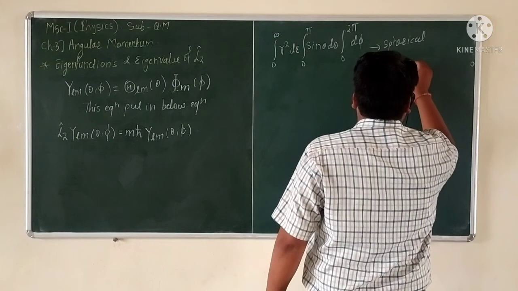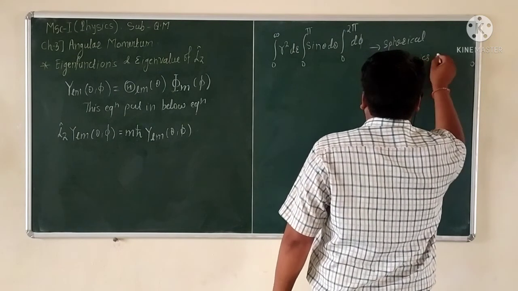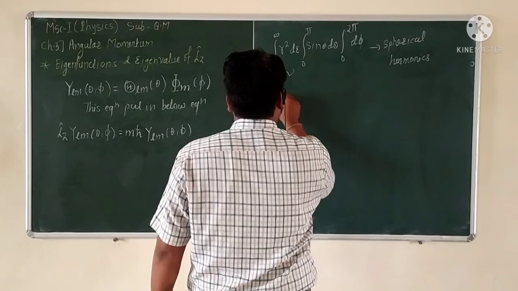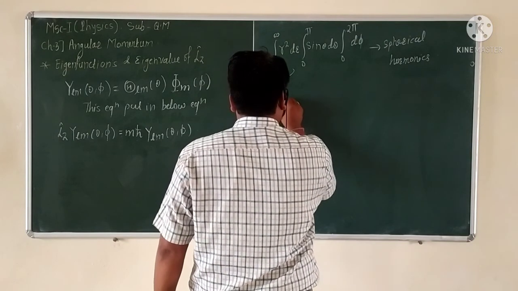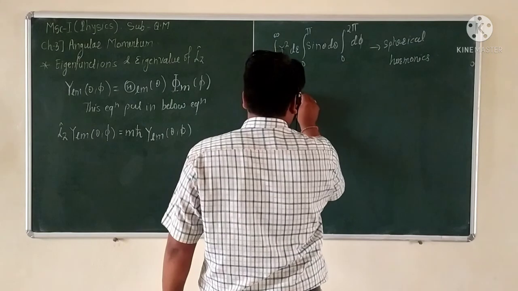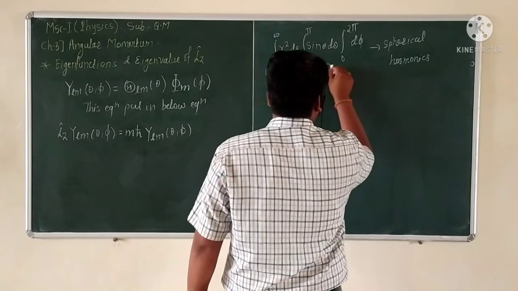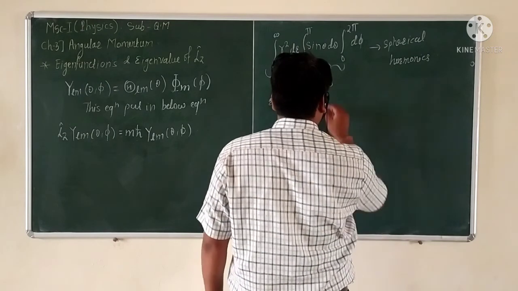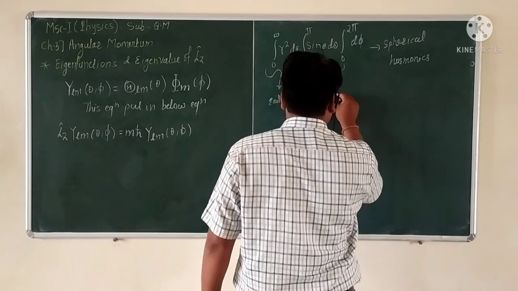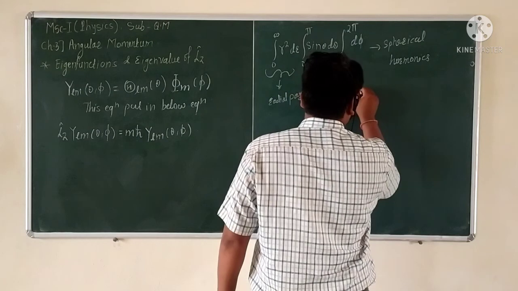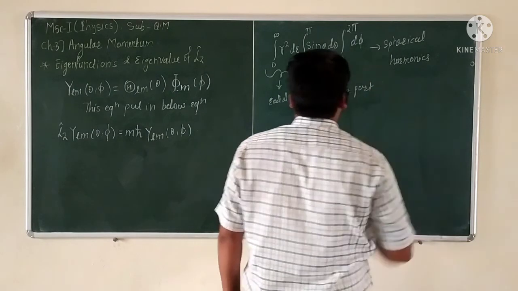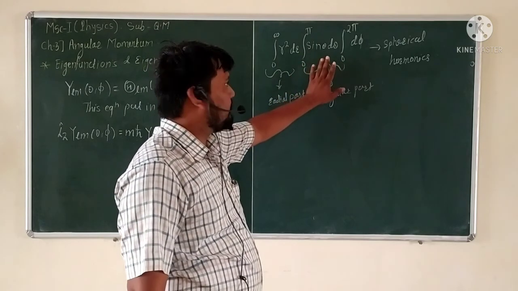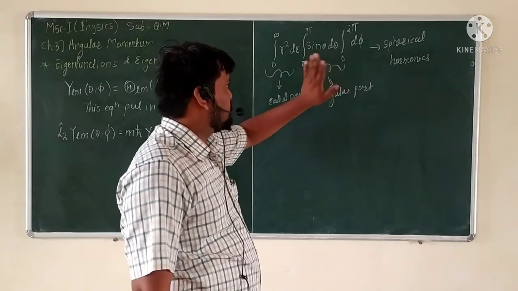We have to say that this is considered as the radial part, and this is considered as the angular part, or the azimuthal part. Using this equation and neglecting the radial part, only the azimuthal part is considered.